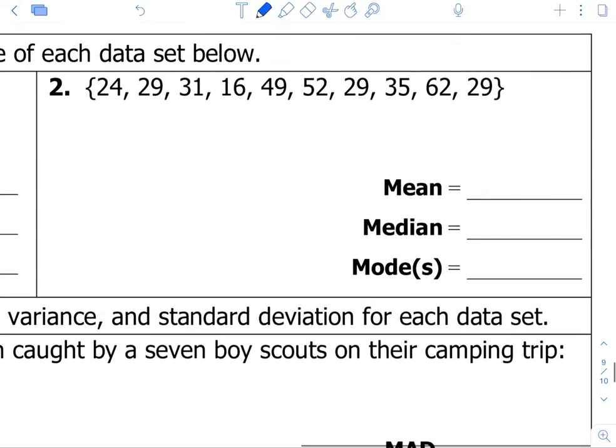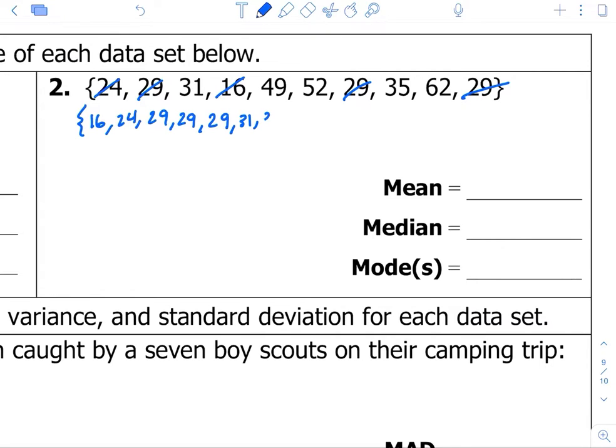All right, putting these in order: 16, 24, 29, 29, 29, 31, 35, 49, 52, 62. Okay, so we put them in order.